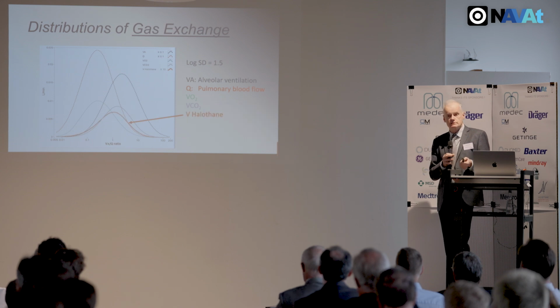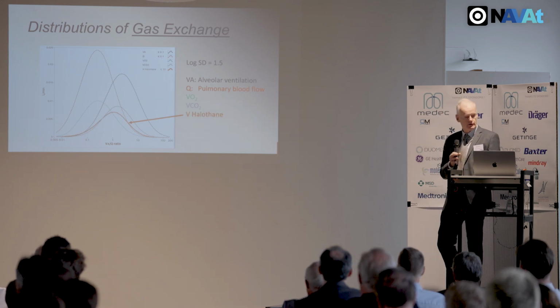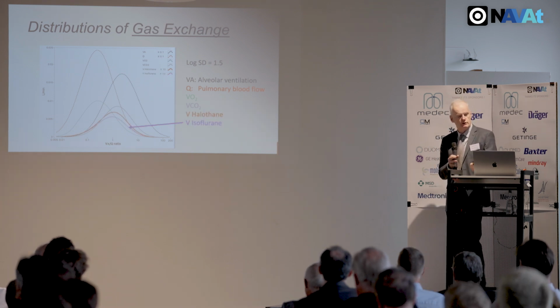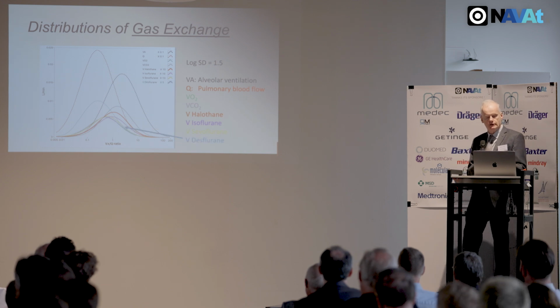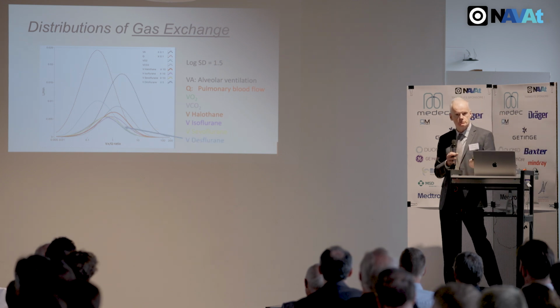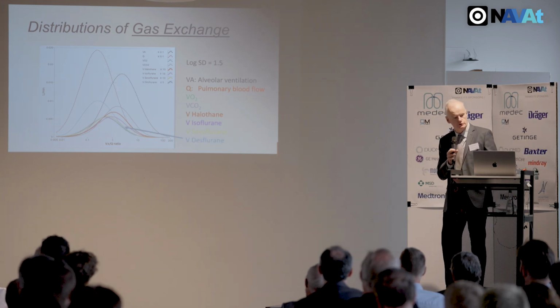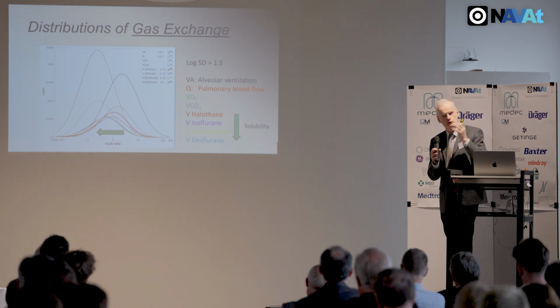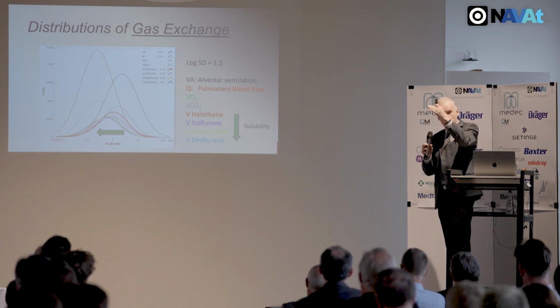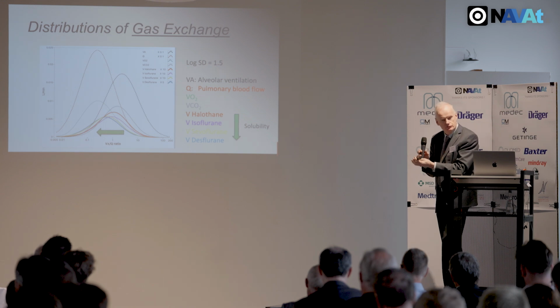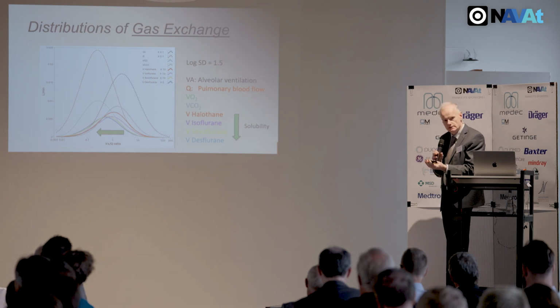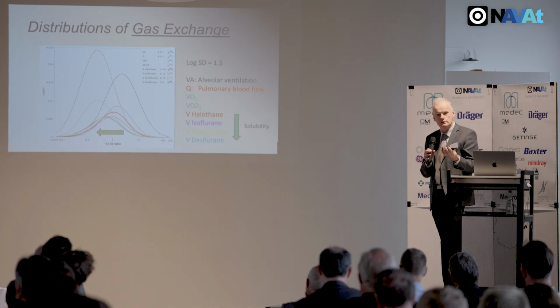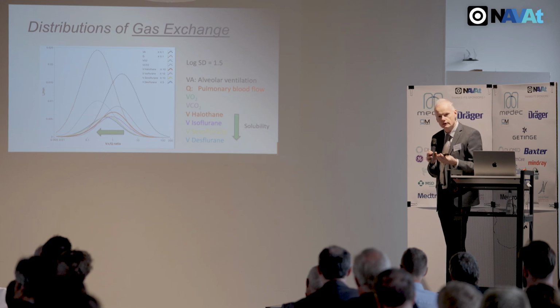You can also do the same thing for your anaesthetic gases. So here's your halothane, here's your isoflurane, here's your sevoflurane, and there's your desflurane distributions that would accompany these distributions of ventilation and blood flow. Now you can see how, as the solubility of the agent goes down, the distribution of its gas uptake goes to the left, or it gravitates towards the low VQ lung compartments.